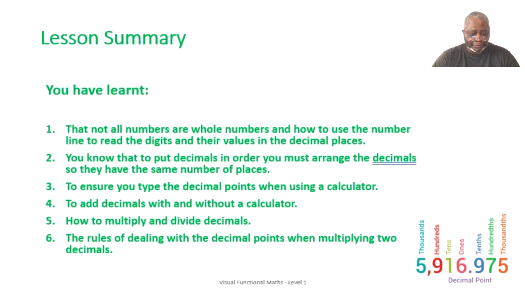You know now that to put decimals in order, you must first arrange the decimals so they have the same number of places. You have learned to ensure we type the decimal points when using a calculator. We've learned to add decimals with and without calculators. We've learned how to multiply and divide decimals. We've learned the rules of dealing with the decimal point when multiplying 2 decimals. That's important. And that's your lesson for today.